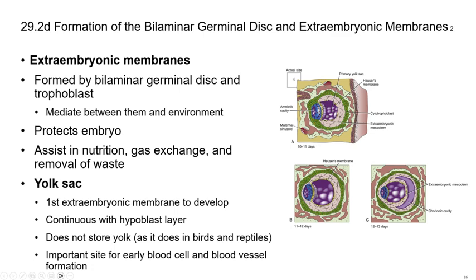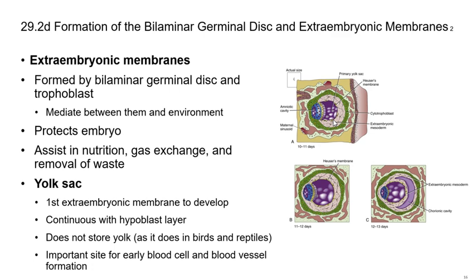If you were a bird or a reptile, the yolk sac would have yolk in it, and that's how you would get your nourishment. But for us, we are mammals, so we are getting our nourishment through the placenta. Again, we'll talk about the placenta in just a little bit, but it's continuous with that hypoblast layer. So those yellow cells are proliferating, encircling the blastocyst cavity, and you form the primary yolk sac.